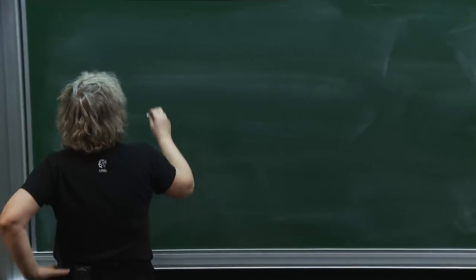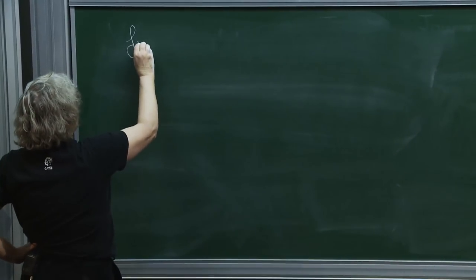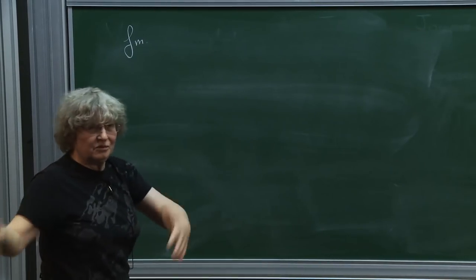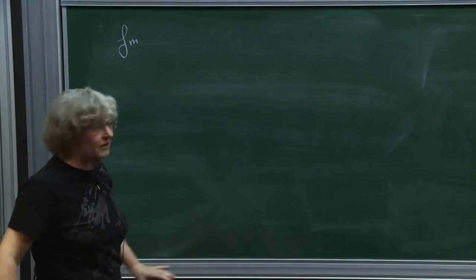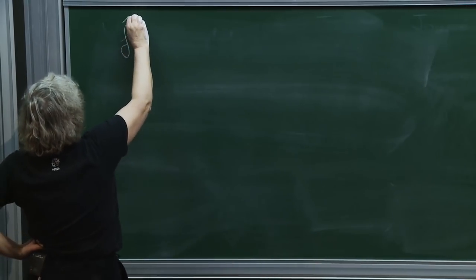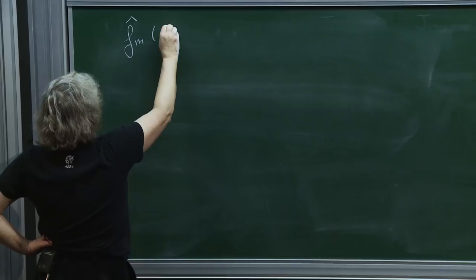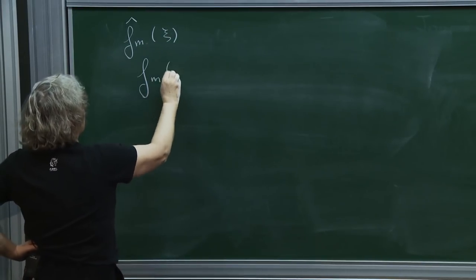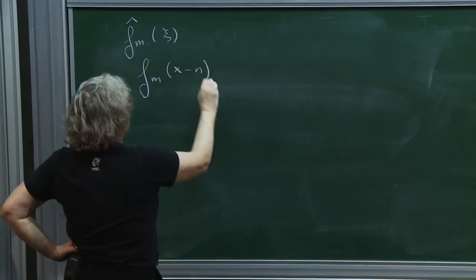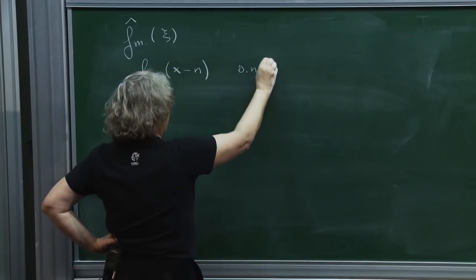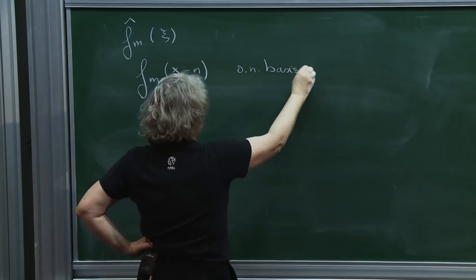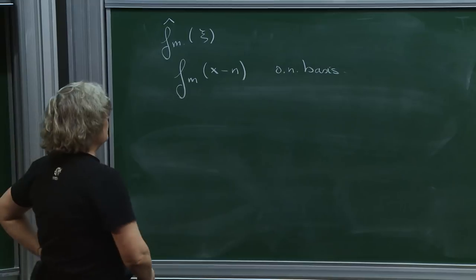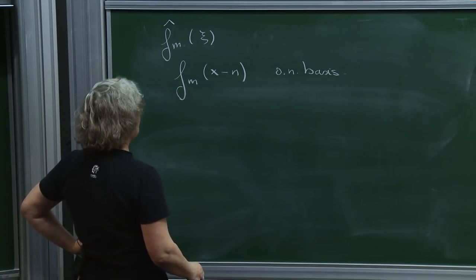What I wanted was, I was telling you I had special ways of constructing functions f_m, which were done by juggling phase factors and sines and cosines. So I had these functions f_m that I was going to construct, and I wanted the f_m(x - n) to be an orthonormal basis. Let's look at what this means.